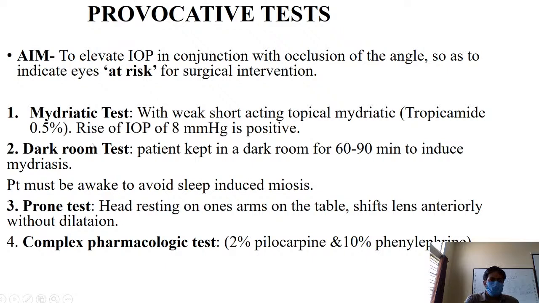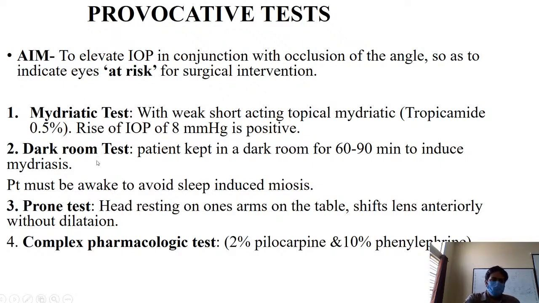So the first test in the provocative tests is the mydriatic test. What happens in this? We put a weak short acting topical mydriatic, that is tropicamide 0.5%, and we measure the IOP after half an hour. And if there is more than 8 millimeter of mercury rise in IOP, it is positive, and we have to surgically intervene in these patients. Other tests are the dark room test, that is we have to keep the patient in a dark room for 60 to 90 minutes to induce mydriasis.